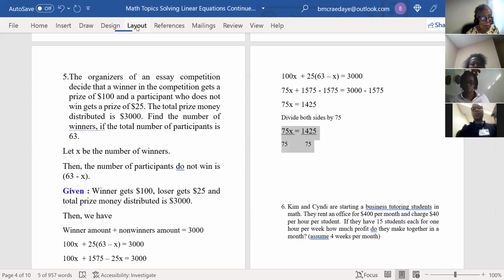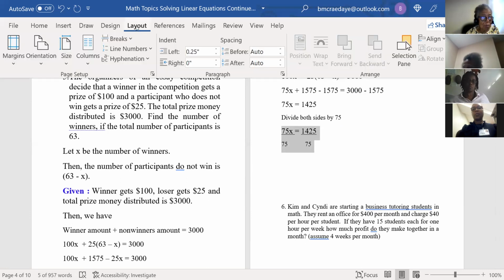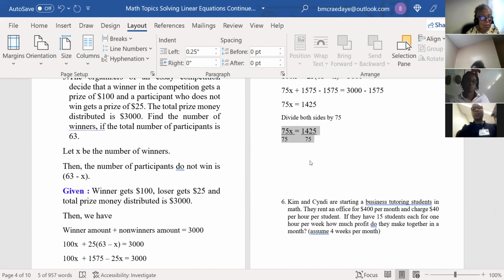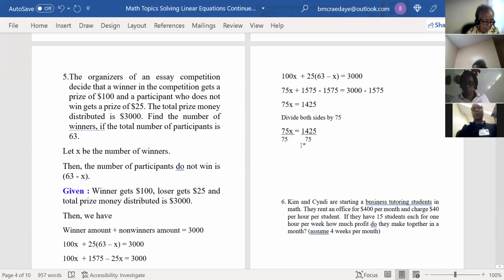The total number of participants? No, the total number of participants was 63. It's the number of people that get the prize money, the total number of winners. That's right. X equals 19. That's the number of winners. So the number of winners is 19. That's what we had to find.